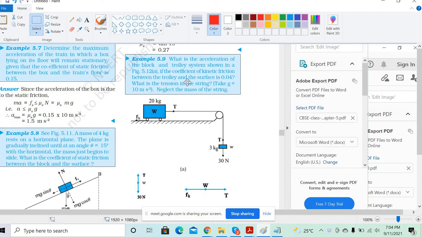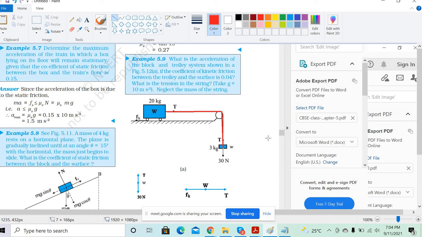So the question is asking: what is the acceleration of the block and the trolley system shown in figure 5.12a, where the coefficient of kinetic friction between the trolley and the surface is 0.04, and what is the tension in the string? Neglect the mass of the string. Whenever there is a rope, the rope has a force which is called the tension.